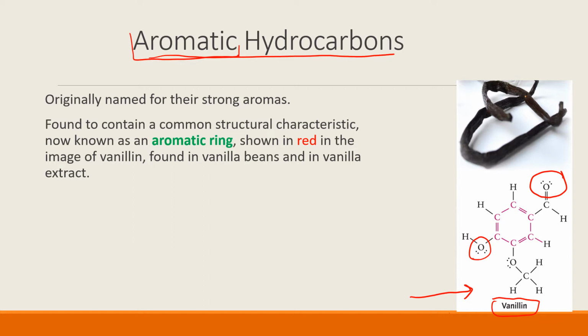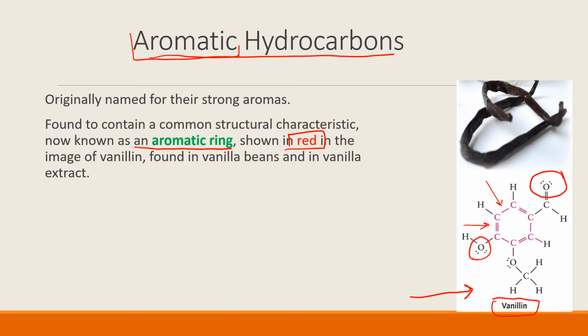Studies showed that aromatic compounds have a common structural characteristic, and the characteristic is known as the aromatic ring. The aromatic ring is a cyclic hydrocarbon ring present in all aromatic compounds, and in this ring we find an alternating pattern of a single bond and a double bond, or in other words, the ring is made up of alternating single and double carbon bonds. The ring in the case of vanillin is shown in red.